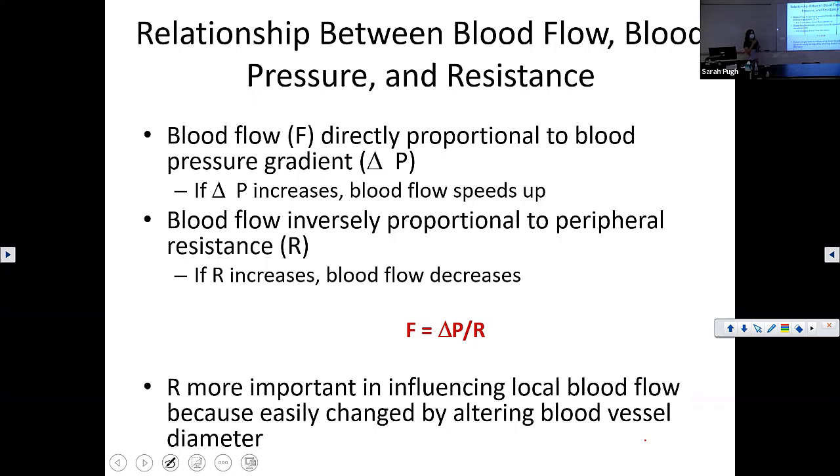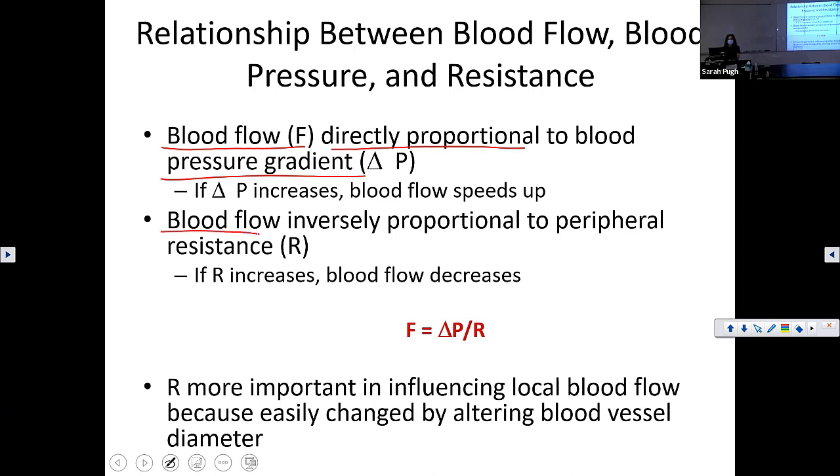So let's put all of those together. Let's talk about flow, pressure, and resistance. So we say that blood flow is directly proportional to pressure, okay? Directly proportional means it goes in the same direction, okay? That's what directly proportional means. If blood flow goes up, then blood pressure goes up. If blood flow goes down, blood pressure goes down. Directly proportional, okay?